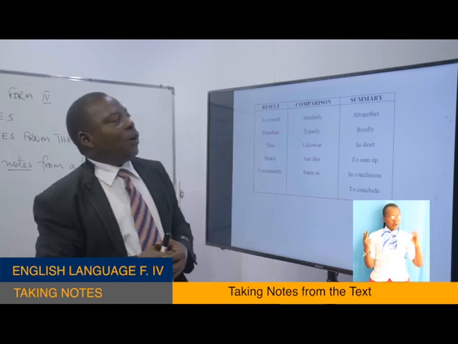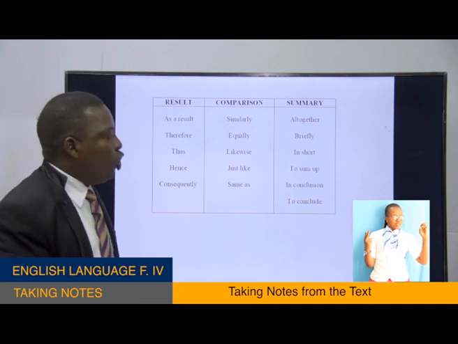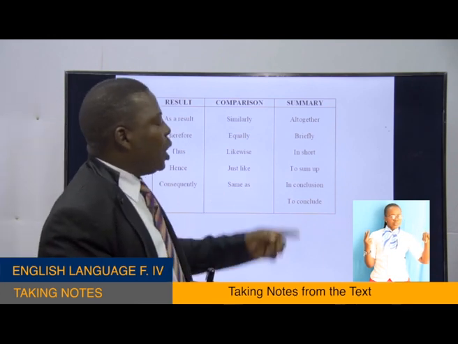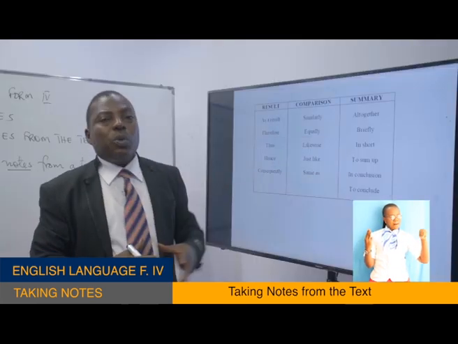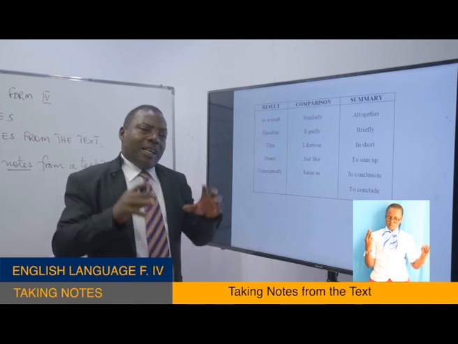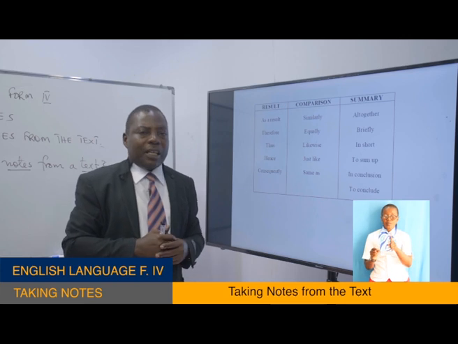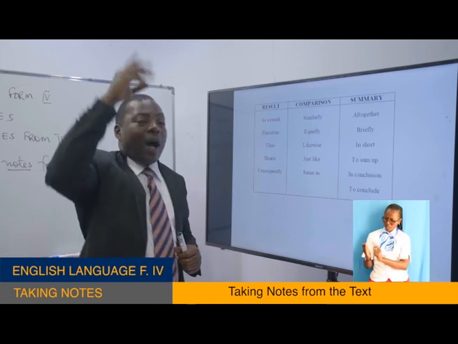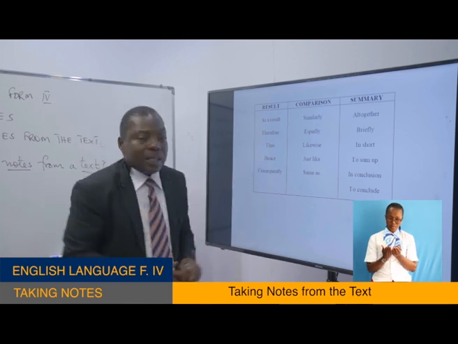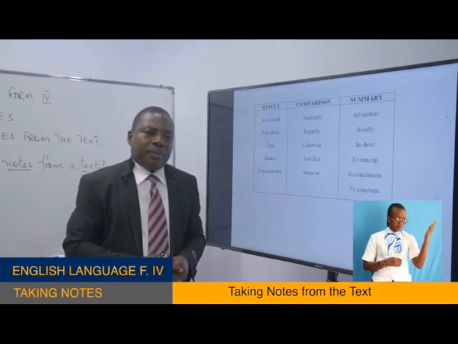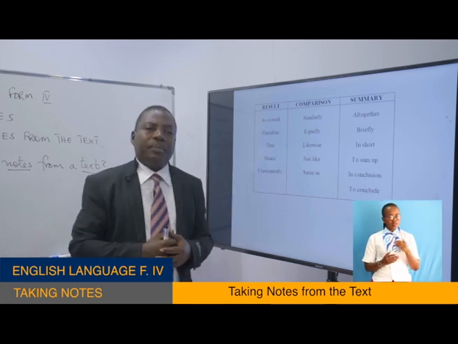You have this title of summary. You have these words like altogether, briefly, in short, to sum up, in conclusion, or to conclude. When you come across these words, you need to know that this writer is trying to summarize whatever has been said. And therefore, if you have missed one of the points when you were reading, you could probably find it at that position. That is another bunch of the linking signals.